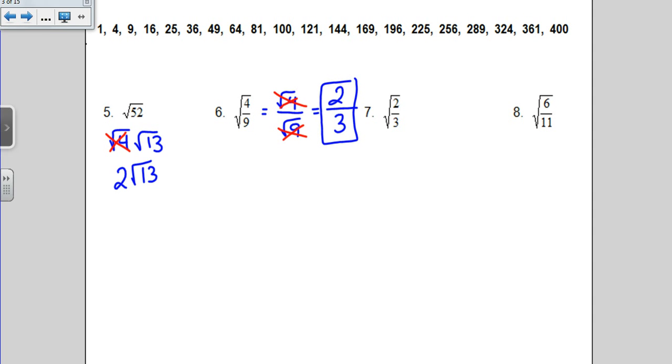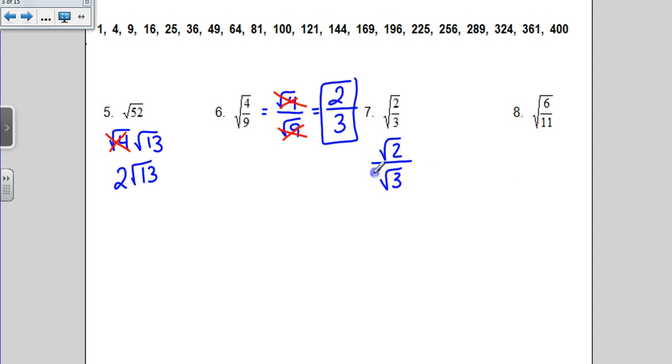Now when we get to number 7, we're going to start the same way. We're going to break it up into the square root of the top numerator over the square root of the denominator. Unfortunately, neither one of those break down. And even more unfortunate, we're not allowed to leave square roots or any sort of radical in the denominator. So we're going to do what's called rationalizing the denominator.